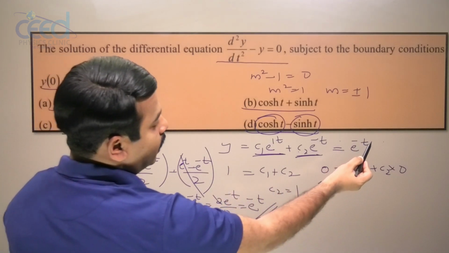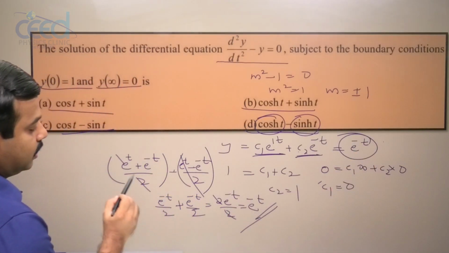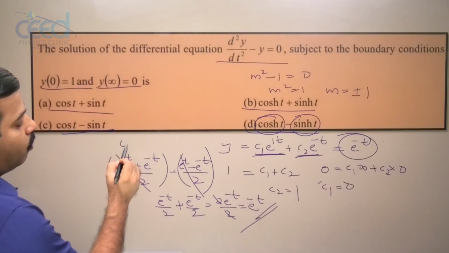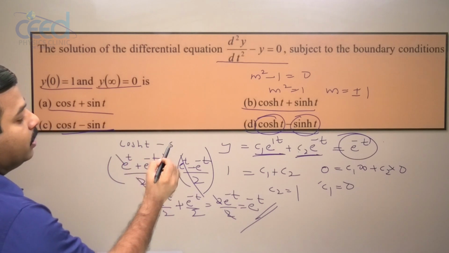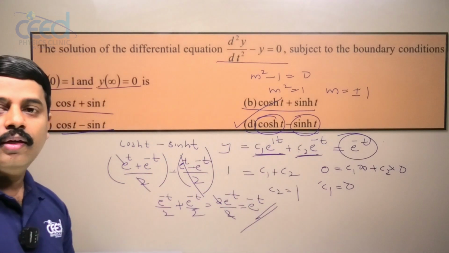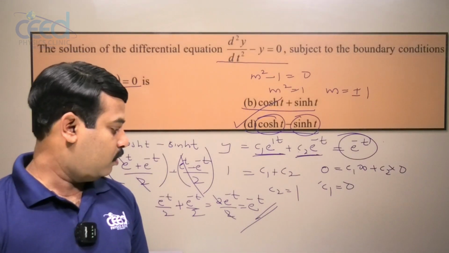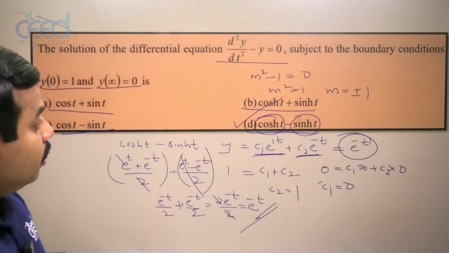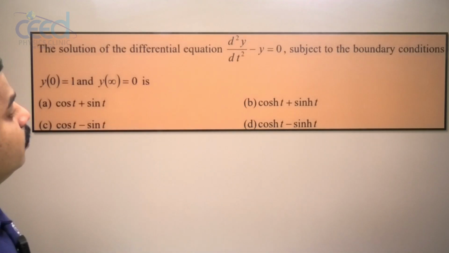So e raised to minus t is the answer, that is equivalent to what we solved, cosh t minus sinh t, right? So option D is the correct option, right? All right. Now let us go to another question.